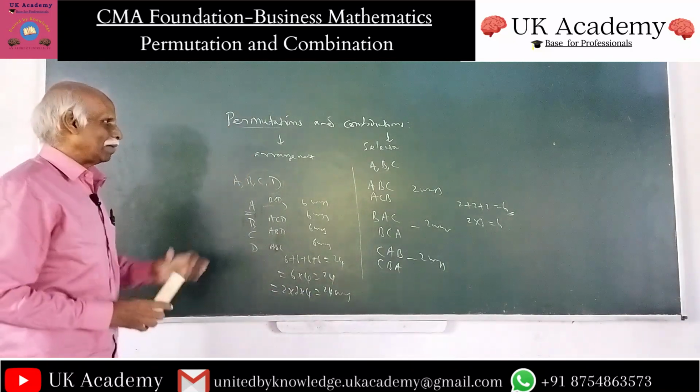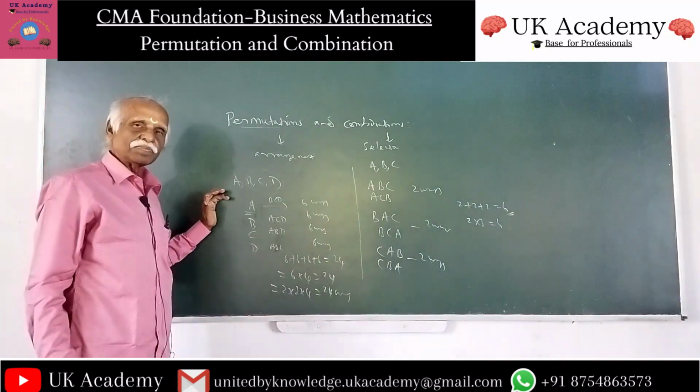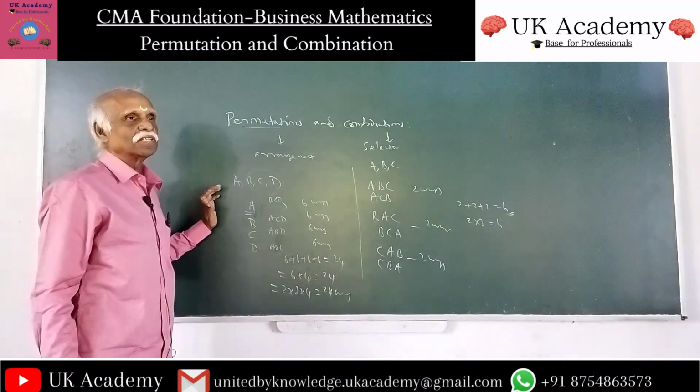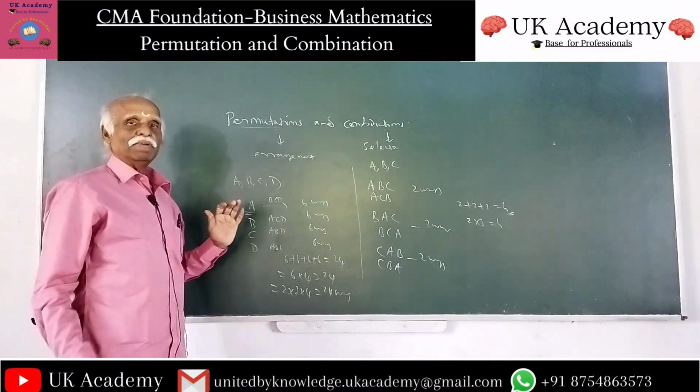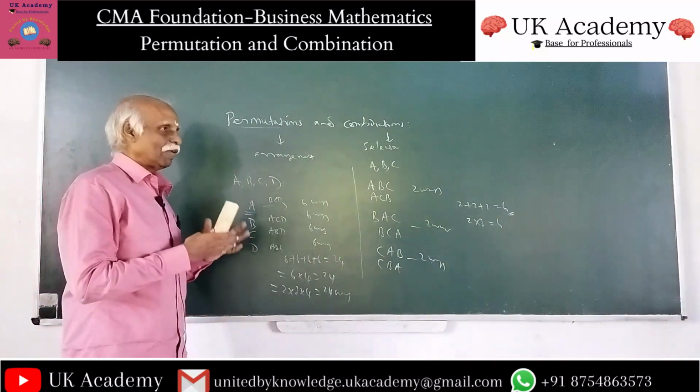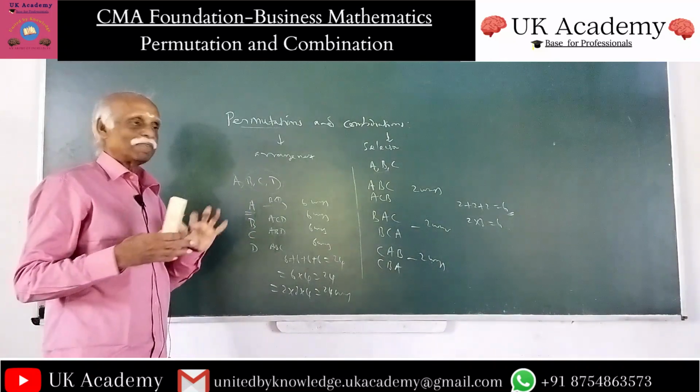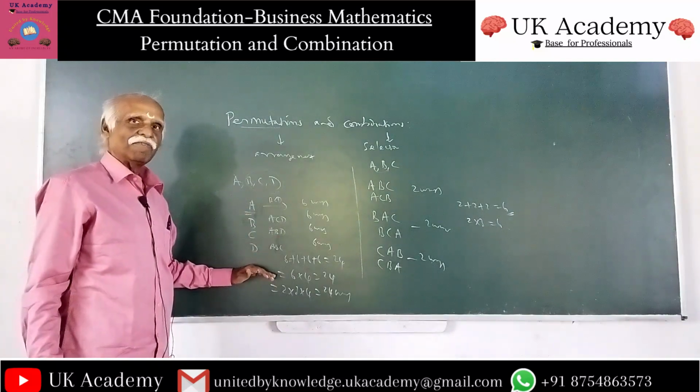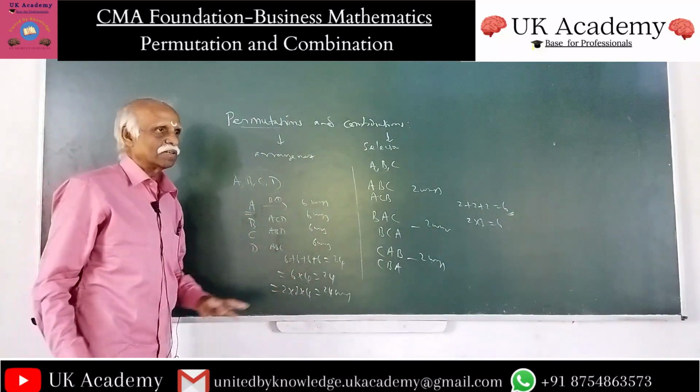Similarly, when I am given 5 objects, I have to make the arrangement in 24 plus 24 plus 24 plus 24 plus 24, that is 5 times 24, or 5 into 24, or 2 into 3 into 4 into 5.